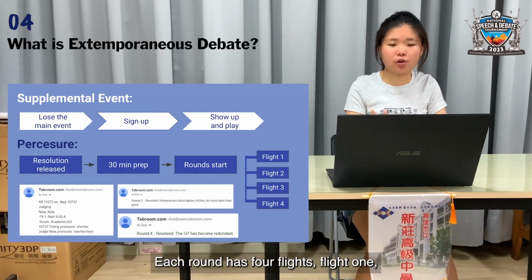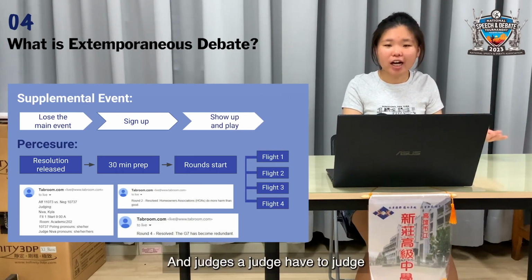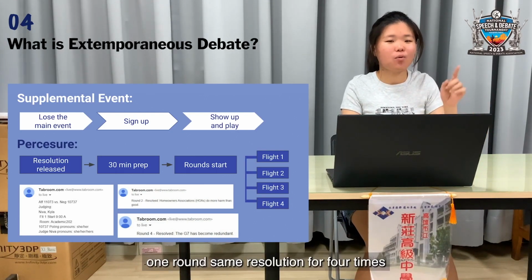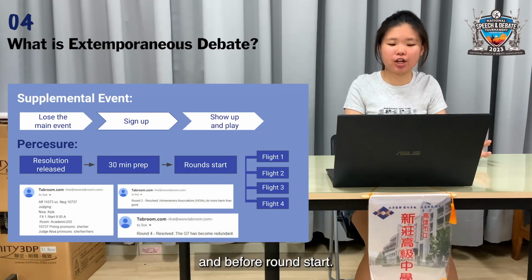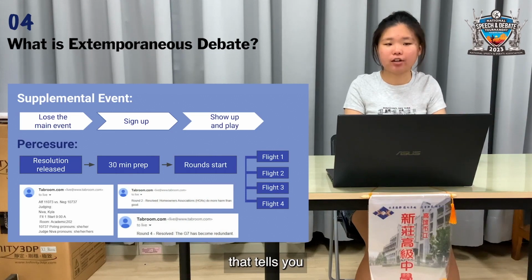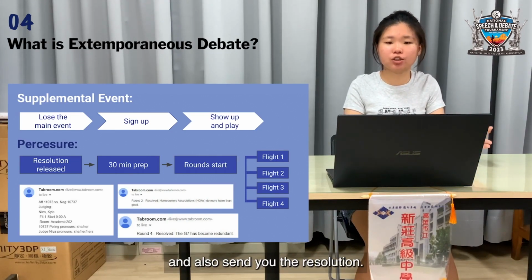Each round has 4 flights. Flight 1, 2, 3, 4. And a judge has to judge one round, the same resolution, 4 times. Before the round starts, they will send you an email that tells you which flight you are and which room you should be in, and also send you the resolution.